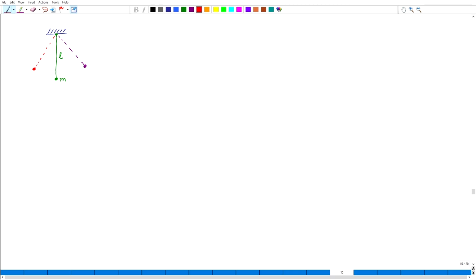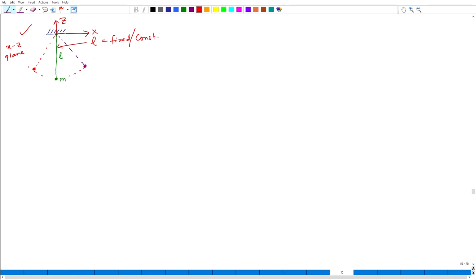In all these possible positions, the only one constraint is that the length L is fixed or constant. If this is true, and we say that this motion is taking place in the xz plane, and we take x like this and z upward, then every z should be negative.